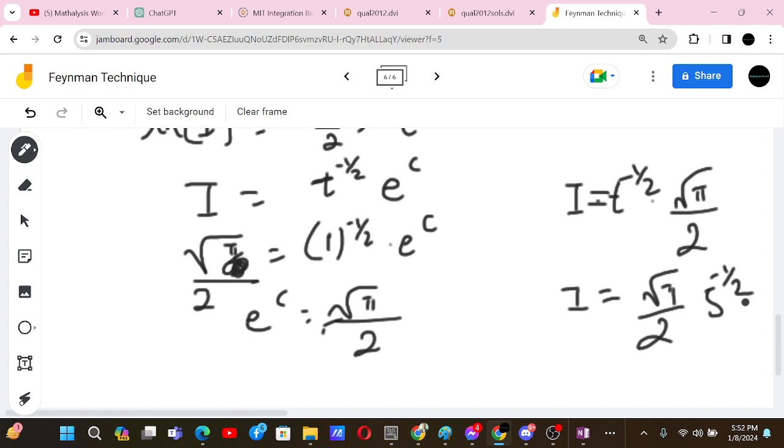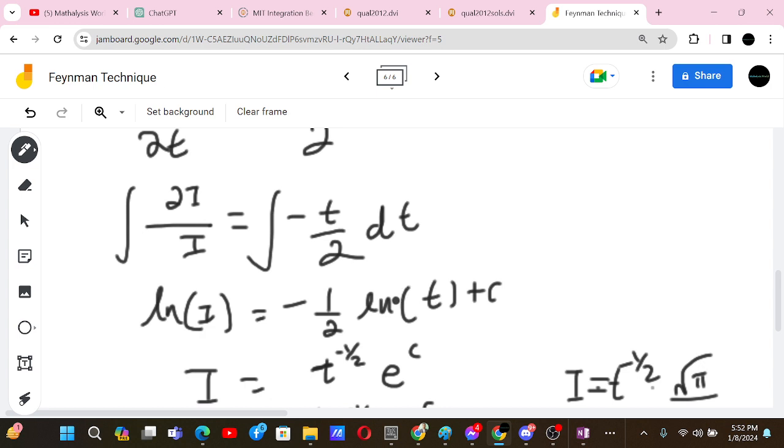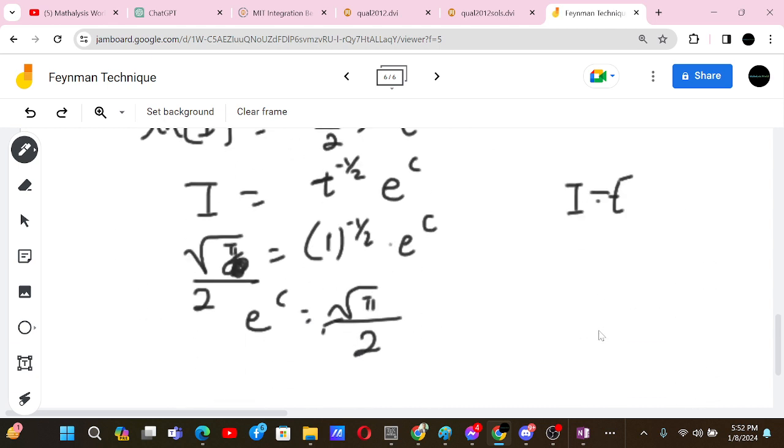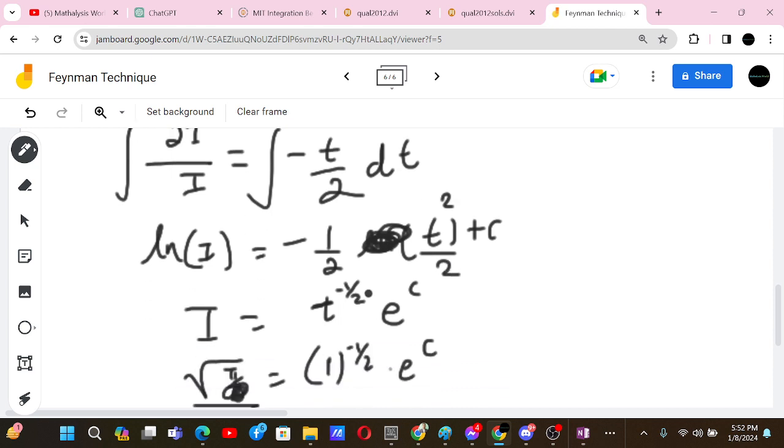Let me check if that's the answer or not. But that doesn't seem to be the answer over here. Oh, wait. This is not ln t. So that's the mistake. This is not ln t. So this is actually t square by 2. Yeah, so this one is actually t square by 2. So all of these will change.